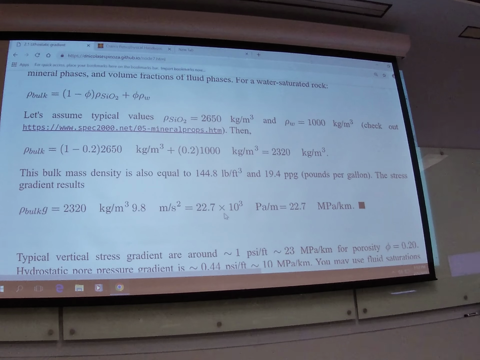Did you get 25,000? I got 32,000. What did you get for the bulk density? Mine was 3.8 grams per cubic centimeter. Yep. No, I'm converting it. Just 1,000 for the grams per cubic centimeter.